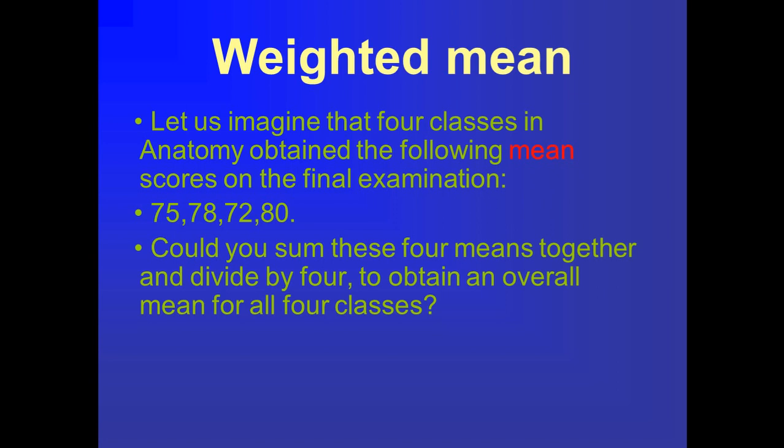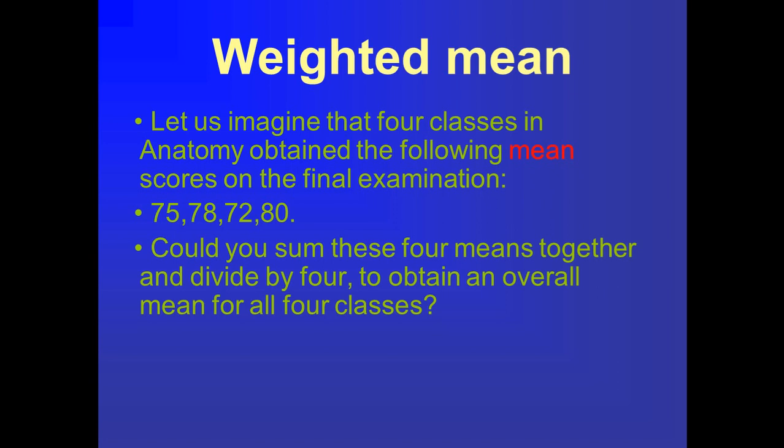The question here: could you sum these 4 means together and divide by 4 to obtain an overall mean for all 4 classes? Of course not, unless the n is equal. We mean by the n the total number of students in each class being the same. Suppose in each class we have 100 students, so yes, we can do it.